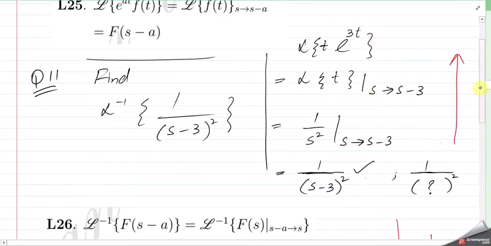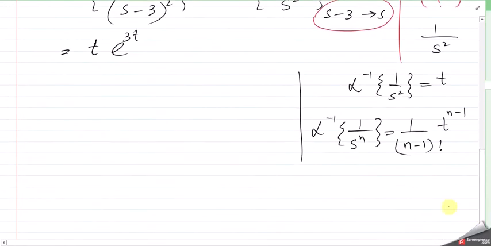Okay, let's do one more question and we will get the hang of it. I'll do side by side this time. Let me start with question number 11.